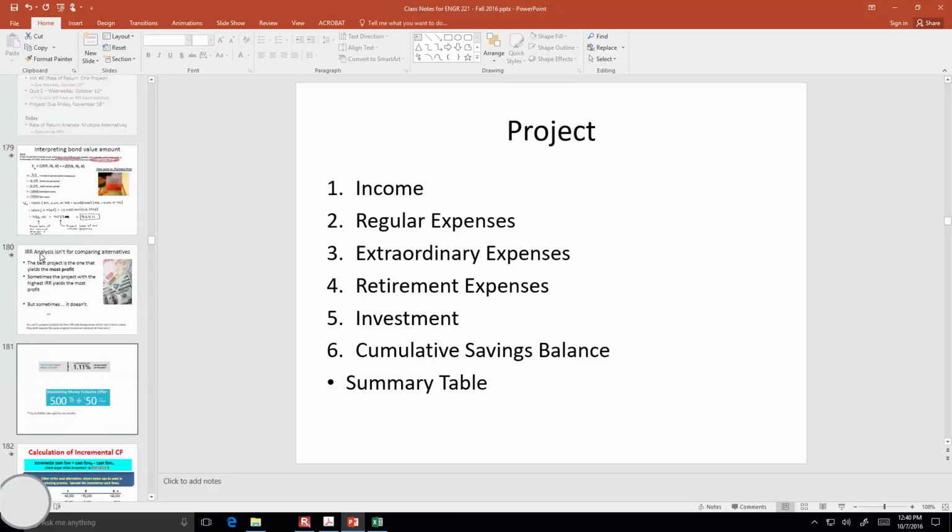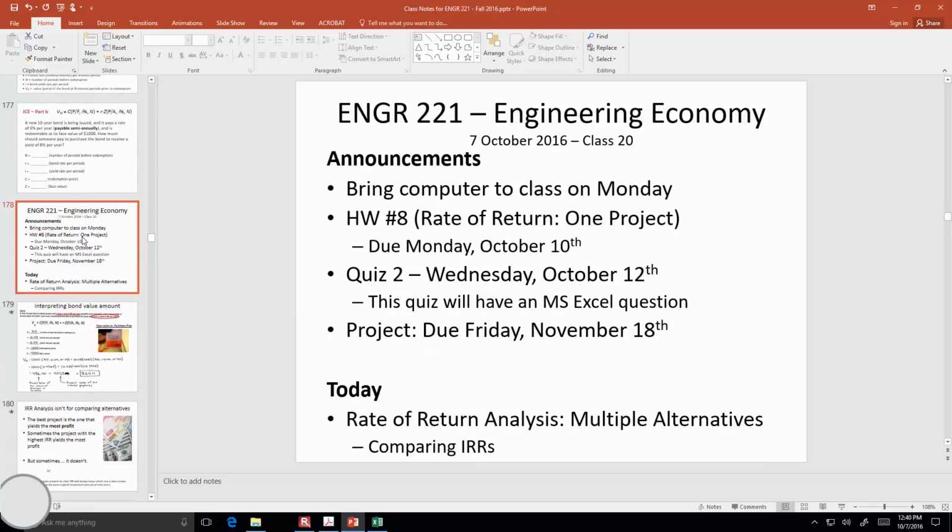All right, so before I let you go, let's just take one last look at these reminders for next week. Bring your computer to class on Monday and Wednesday, especially Wednesday, because we're having our quiz. And that's it. I'll see you next time.